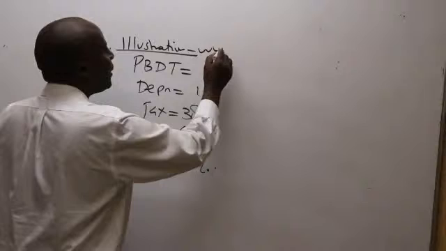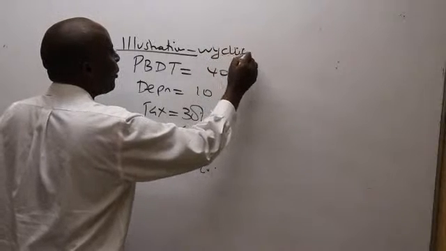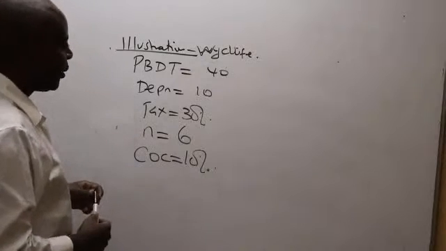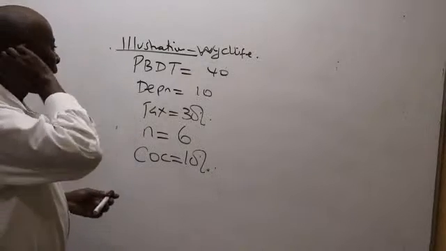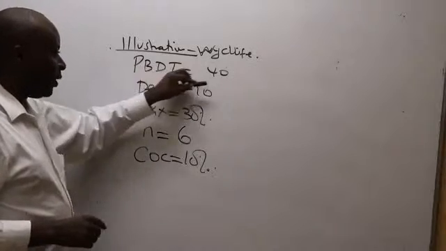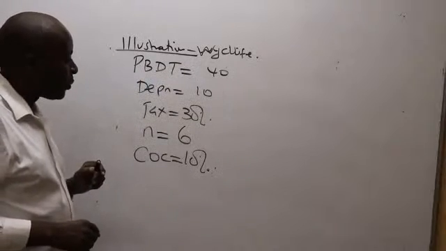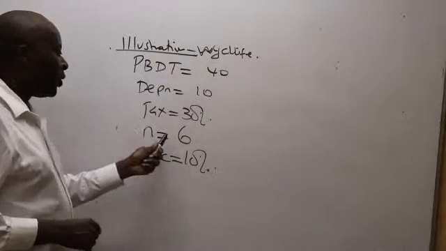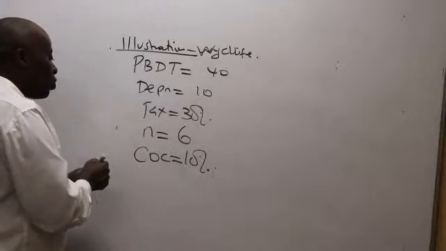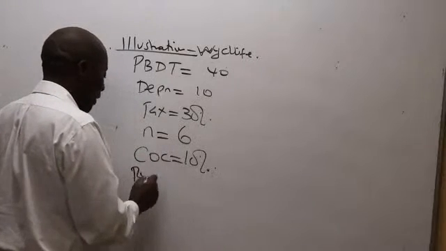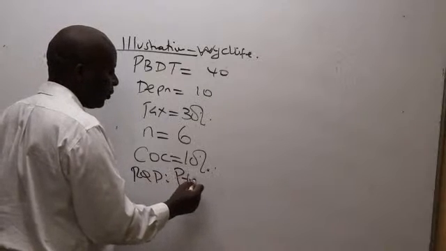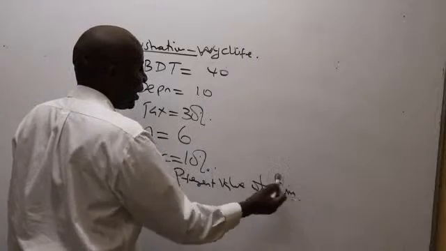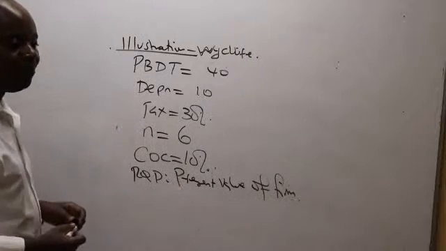So Wycliffe wants to buy an organization. This organization, ladies and gentlemen, is giving 40 million in a year as profits. It has a depreciation of 10. Tax is 30%. N is 6. And then the cost of capital is 10%. And then you are required here to determine the present value of the firm.